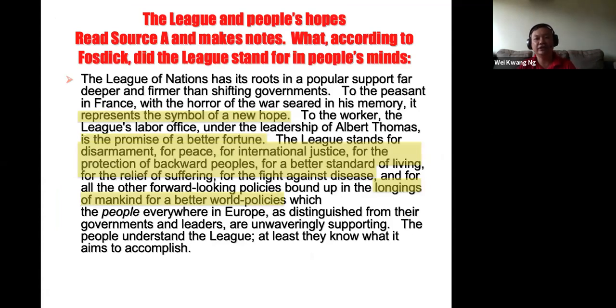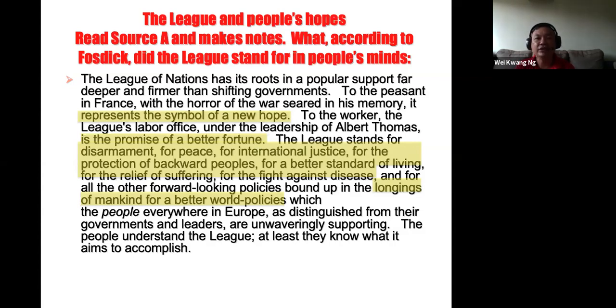The League of Nations. Now I'm going to very quickly bring you through the sources. The League of Nations has its root. So this is source A. I've already highlighted some of the key things for you to take note of. So what are the key things? First of all, the League of Nations has its roots in popular support.